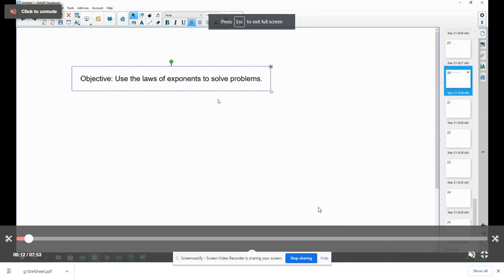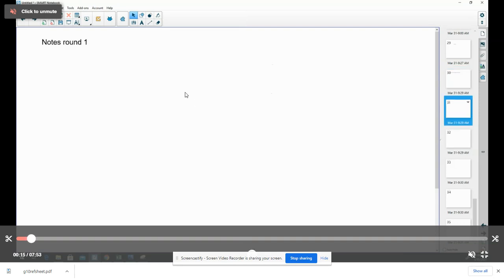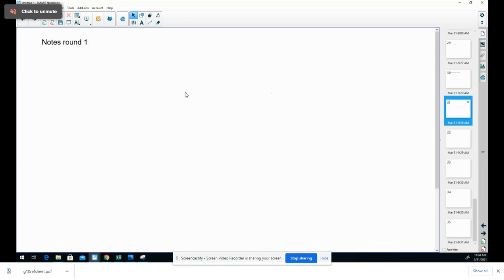Hello everyone, so today we're going to use more laws of exponents to solve problems. Notes, round one. There'll be 2 rounds of each.